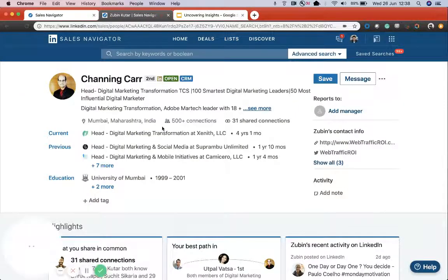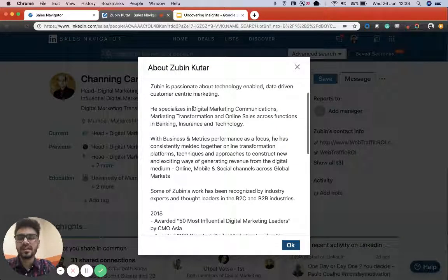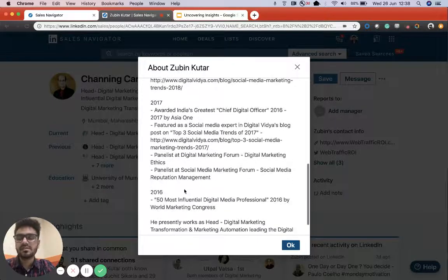Right. So this is how a prospect's page would look like on Sales Navigator. Right. So you have things like his summary. For example, for this particular prospect, I see that he has 18 years of experience in B2B and B2C brands. He specializes in digital marketing communications, marketing transformation, etc. He was awarded at numerous events in 2018, 2017, right? So a bulk load of insights about this prospect are already mentioned in his summary, right?